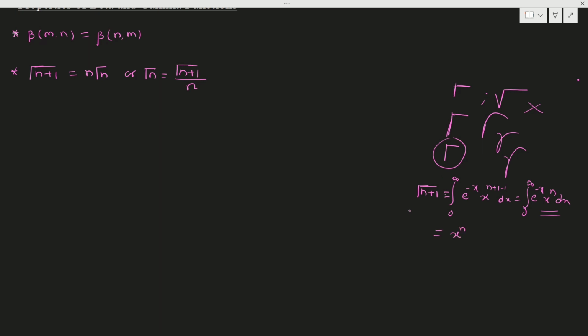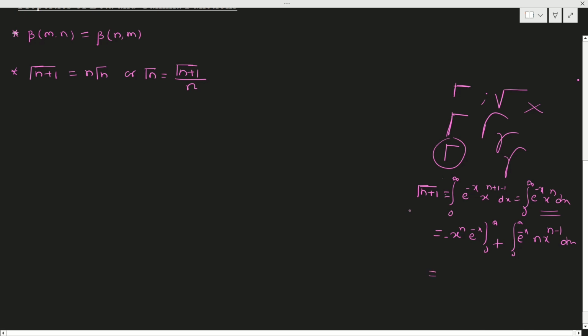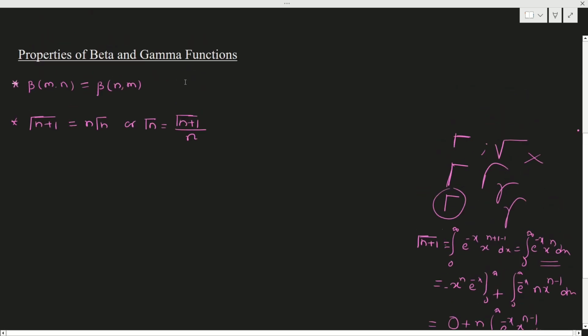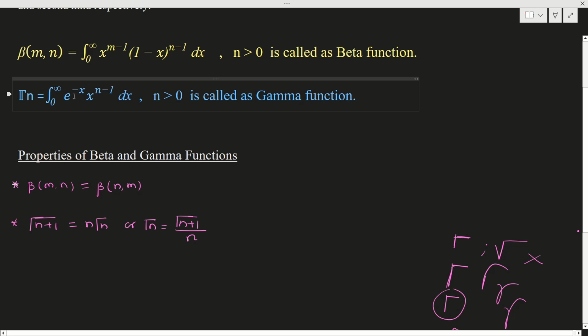Then we'll get x raised to n into minus e raised to minus x, with limits 0 to infinity, minus of minus plus, integration from 0 to infinity e raised to minus x, into the differentiation of x raised to n, that is n into x raised to n minus 1 dx. So for the first part, when you put the limits, it becomes 0, and in the second part take n outside. Then the integral from 0 to infinity e raised to minus x, x raised to n minus 1 dx is nothing but the definition of your gamma n.